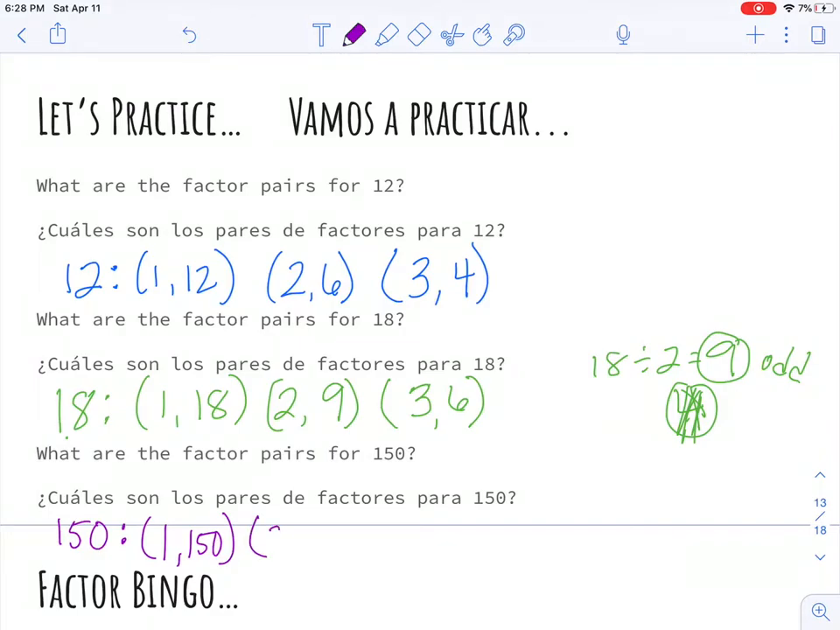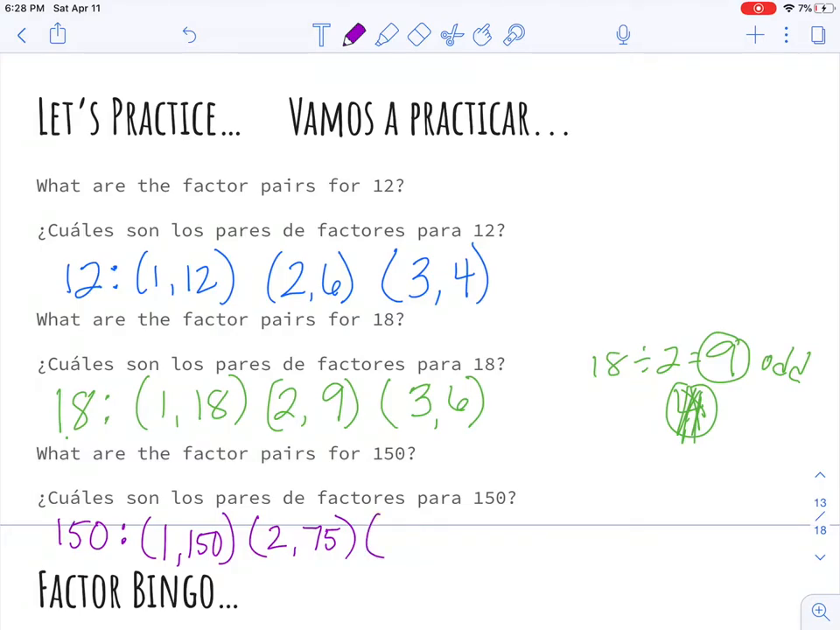Then I'm going to go to 2. I know I can multiply by 2 because 150 is an even number. So how many times would I multiply by 2 to get 150? I need to cut 150 in half. And when you do that, you get 75. You can think about that as money, like you have $1.50. If I was sharing that with 2 people, we'd each get 75 cents.